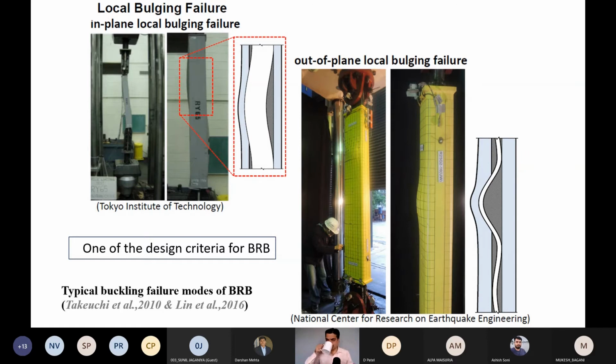So this is one of the design criteria for BRB, that the restrainer wall should be strong enough so that it does not bulge outside before achieving the full yield capacity of the steel core. And here this is an out of plane local bulging failure. Again, in the cross section it is shown that the steel core has bent and exerted pressure on the restrainer wall, and we can see that there is bulging in the restrainer wall. So in short, the restrainer has failed. In both cases, we need to increase the thickness of the restrainer.